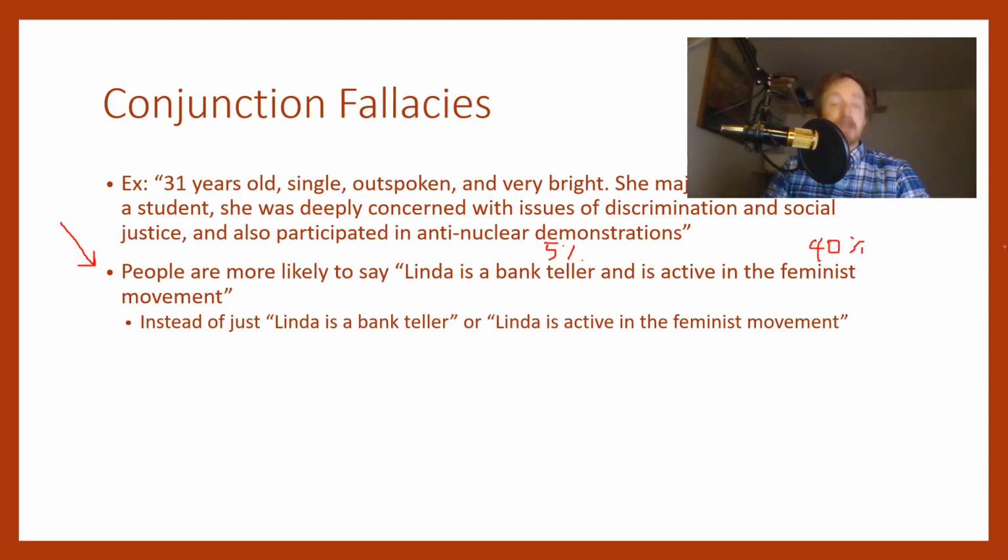And if that is the case, then it's impossible for someone to be both of these with a probability greater than 40%, right? Because by definition, if they are both of these things, at the very most, they can be the highest of these probabilities, which is 40%. So at the very best, she has a 40% likelihood of being both of these things, but more likely, it's going to be less than that. But that is the conjunction fallacy.